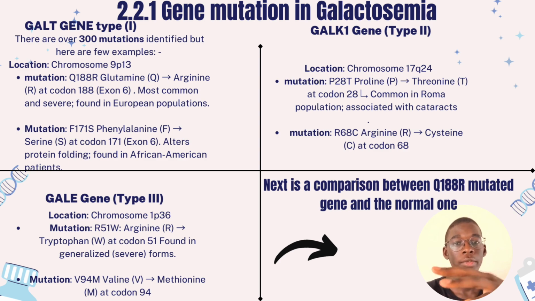We have hundreds or even thousands of gene mutations that happen in each enzyme. I will explain the most common and the most severe, which is classical galactosemia. The location of the mutation is on chromosome 9p13. The mutation itself, as you can see, is Q188R, which means that the amino acid glutamine has mutated and changed to arginine, and this small change results in galactosemia. The rest of the explanation is the same for the other mutations.